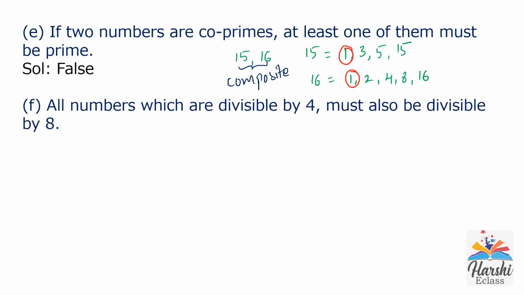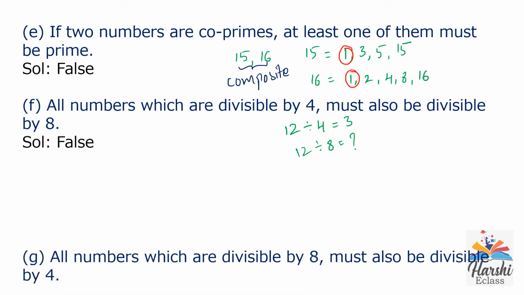F. All numbers which are divisible by 4 must also be divisible by 8. Here 12 is divisible by 4. 12 divided by 4 gives 3. But 12 is not going to be divisible by 8. So it is a false statement. 4 is divisible by 4, 4 ones are 4, but 4 cannot be divisible by 8.